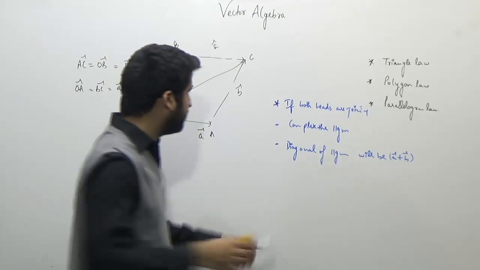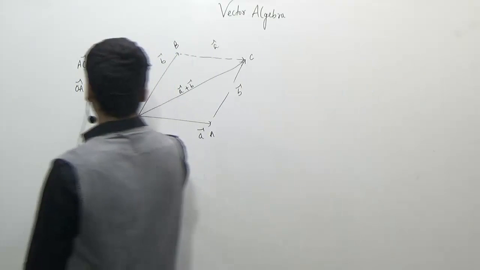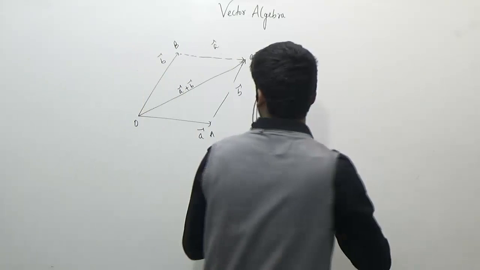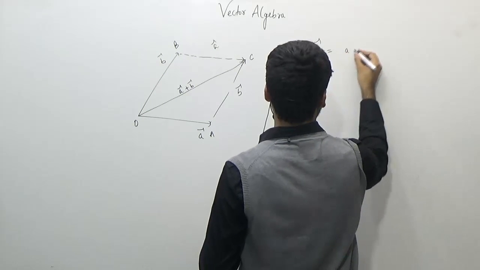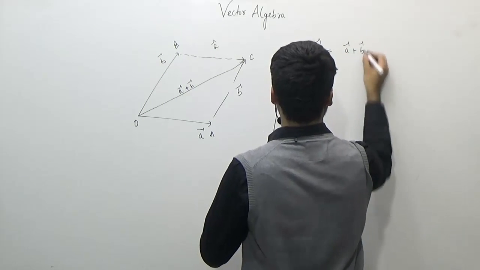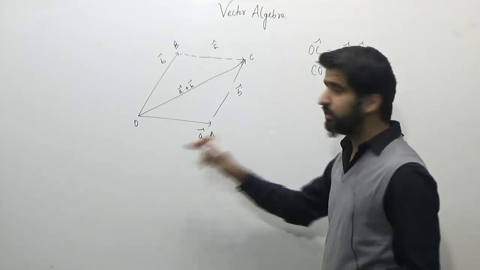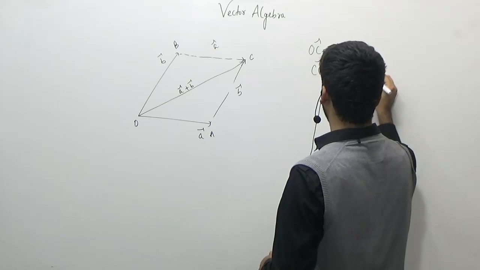Now let's discuss what will be the values of these vectors. The first thing I'm going to write here is, the result we got, that OC vector in this case is A vector plus B vector. Can you tell me what is CO vector? In this case, CO vector will be minus of A vector plus B vector.